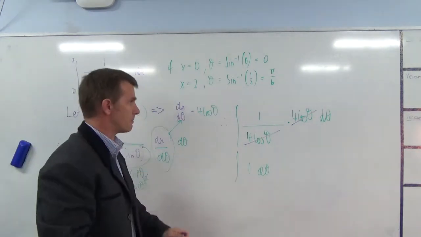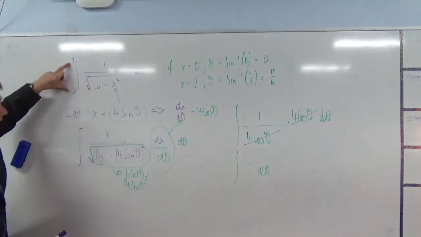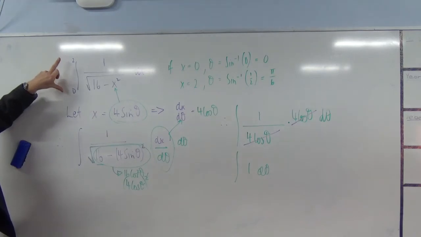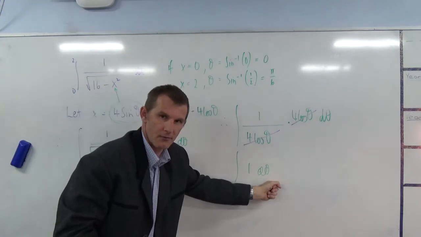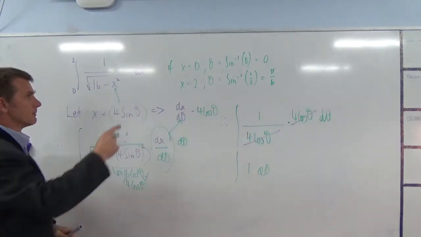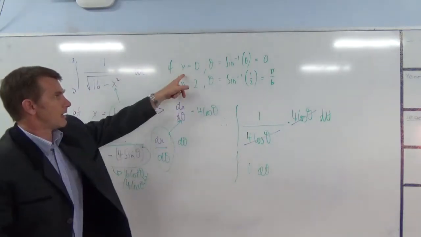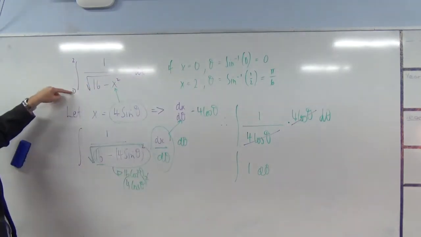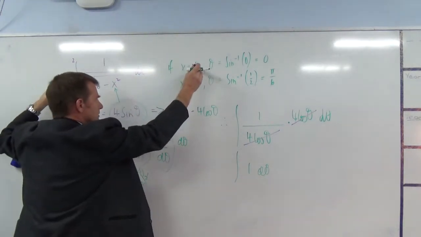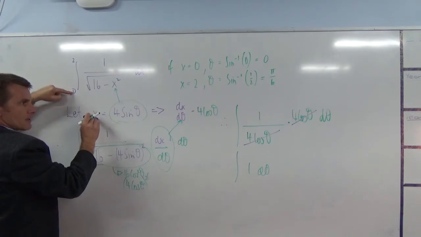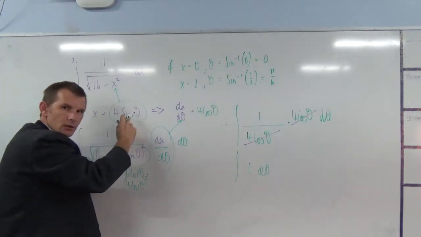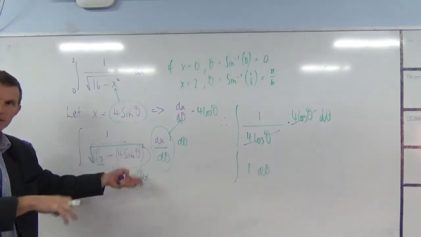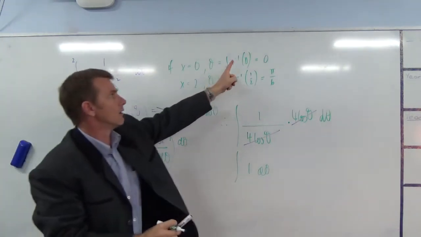But I'm not done yet, because way back over here I had some limits. So if I've got limits, they're in terms of x. I'm now all in terms of theta. So I've got to change those limits. Here I've done it. Look, x equals 0. That's from here, lower limit. I take that x equals 0 and I put it in here for x. So I've got 0 equals 4 sine theta. Divide both sides by 4. 0 equals sine theta. Therefore theta is 0.